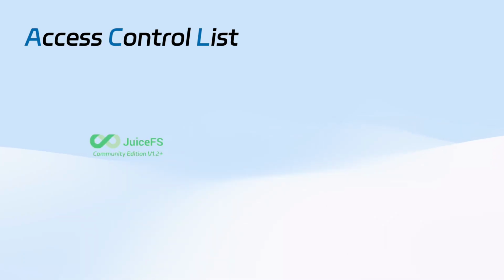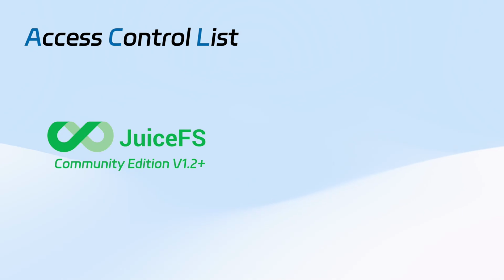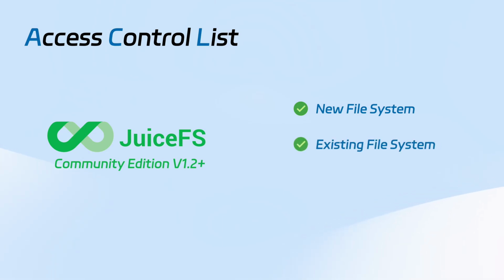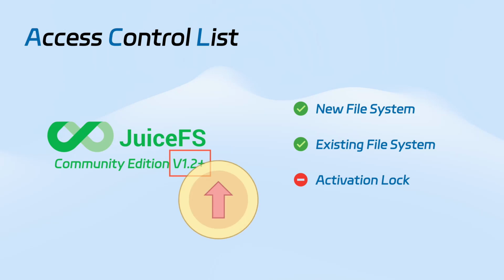JuiceFS Community Edition has supported ACLs since version 1.2. You can enable the ACL feature when creating a new file system, or you can enable ACL support for an existing file system. However, pay special attention to one point. ACL is a one-way street. Once enabled, it cannot be disabled. Also, if you decide to use ACL, I strongly recommend that you upgrade all clients to version 1.2 or higher. This will ensure that permission recognition works correctly.